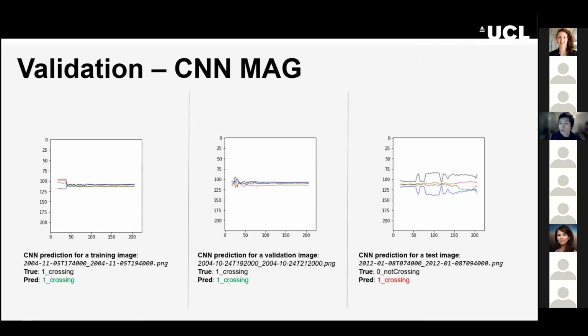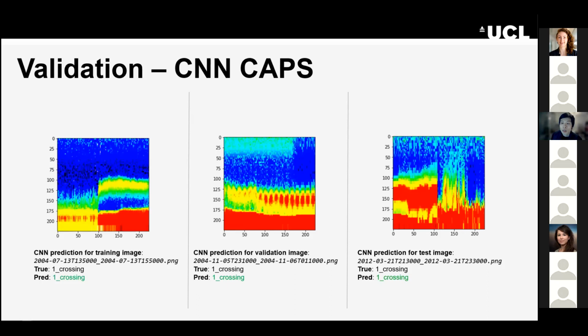Here are some predictions made by the CNN trained on magnetic field images. The first 2 are correct, but the last one is not. And we can kind of see already potential problems with using this type of technique for magnetic fluctuations like these, where they kind of look like magnetopause crossings, but from our knowledge, we know that these are just fluctuations within the magnetosphere. And here are some predictions made by the CNN trained on CAPS electron data. So here I randomly picked some of the samples, and all of the predictions were correct.